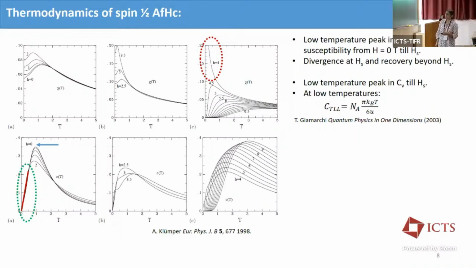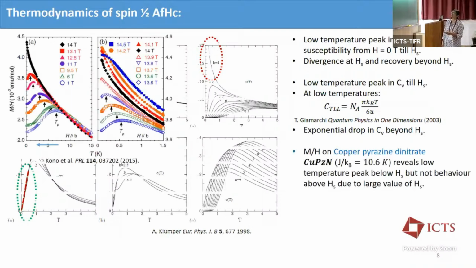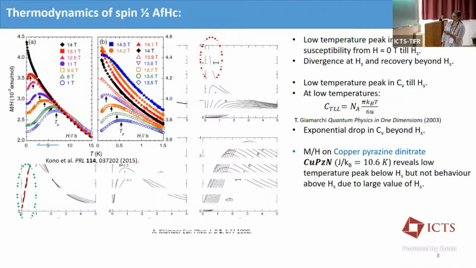with temperature. When you keep increasing the value of field, as soon as you go towards the saturation field, you find that there is an exponential drop in specific heat here, because now we have gone into the fully polarized state, which has an energy gap delta, and therefore the specific heat will go down exponentially in that case. Anyways, what I show you here is the first experiment which was done by Kono et al. in 2015. So what you see is that they have these same, these are measures of magnetization as a function of temperature for different values of applied fields.